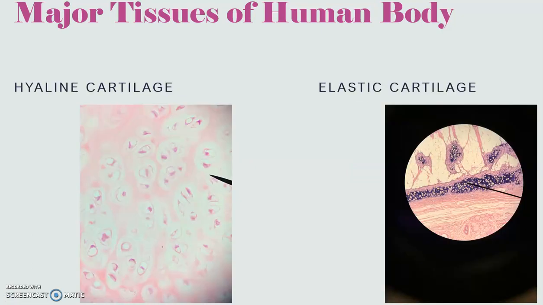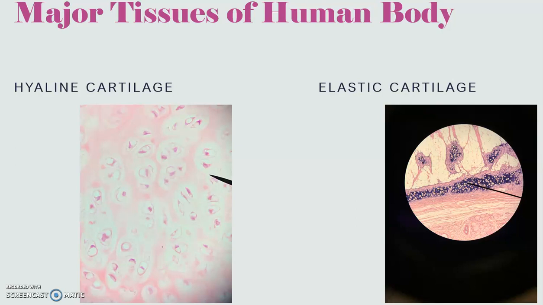Hyaline cartilage and elastic cartilage are going to be examples of our connective tissue. The hyaline cartilage that you see here is going to be found at the ends of our long bones. It's going to be found at the ends of our ribs. It's going to be found at the bridge or tip of our nose. It is also going to be found surrounding the trachea, also found in the larynx. These are many locations where hyaline cartilage is found.